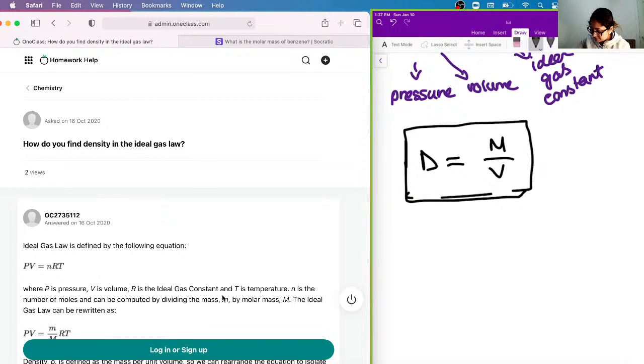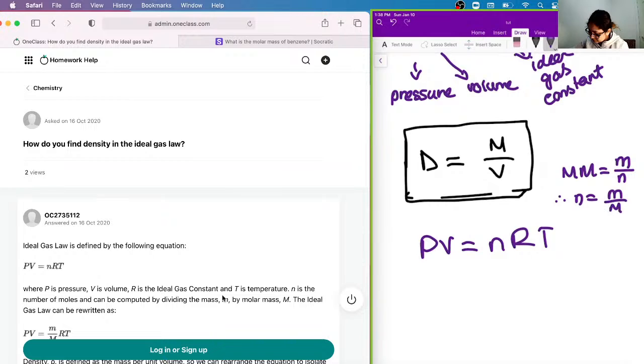So since we have PV is equal to nRT, you guys recall that our moles can be represented by mass over molar mass, right? Since our molar mass is equal to mass over moles, so our moles would be mass over molar mass. So we can rewrite this by replacing n with m over molar mass, times RT.